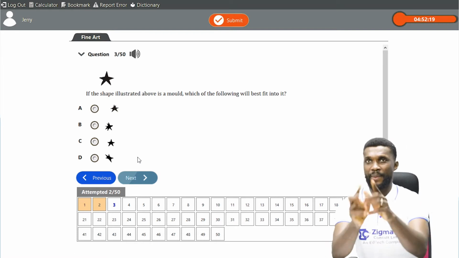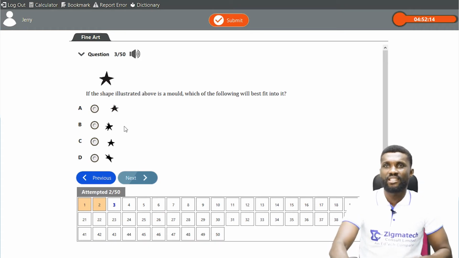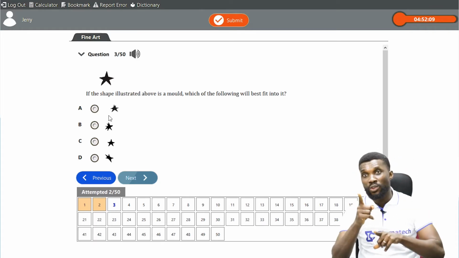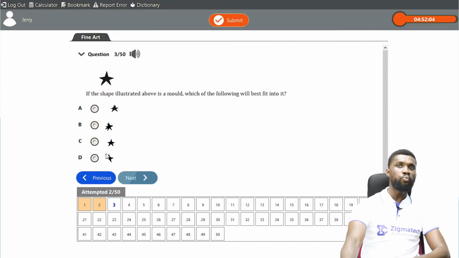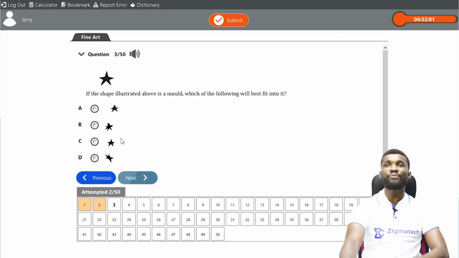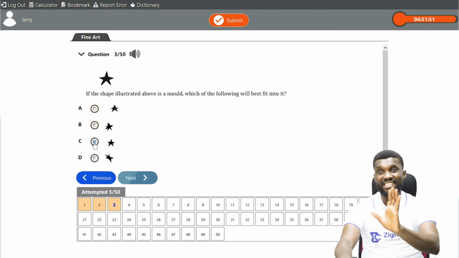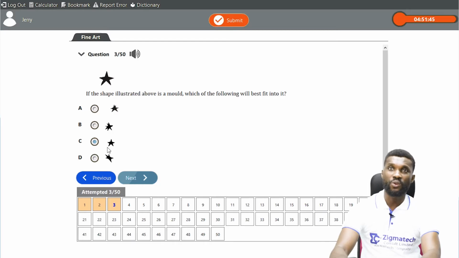So, based on the example you're seeing on your screen, which of the shapes do you think best fits into the mold? Is it A? If you look at the star of A, it has an extra knob, so that's not the one. Is it B? That's a shapeless star. Is it C or D? So which among these diagrams best fits into what? The mold. And then I guess if you look at it now, you know that the answer is option C. So C best fits the mold. So therefore, the answer for question number 3 is what? The star. The C. All right.